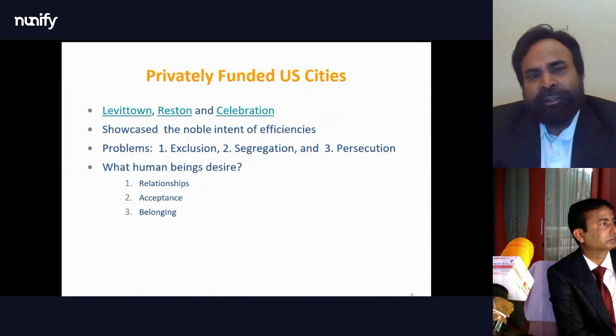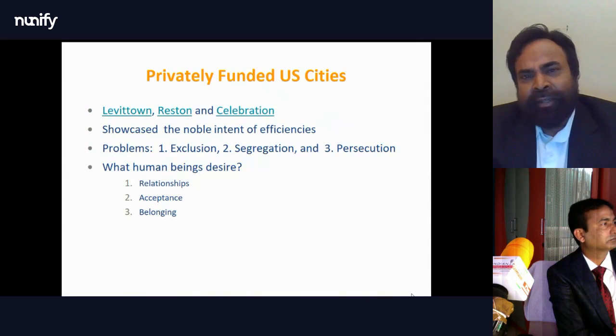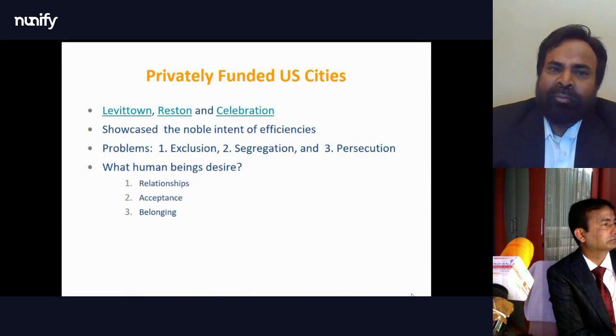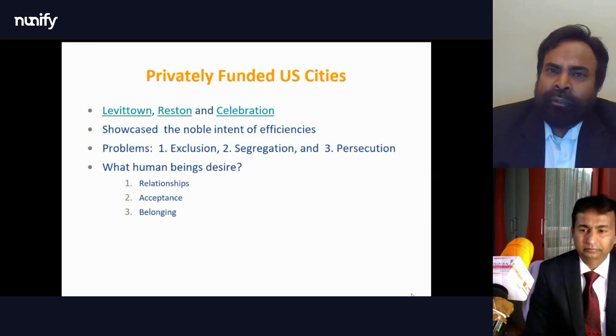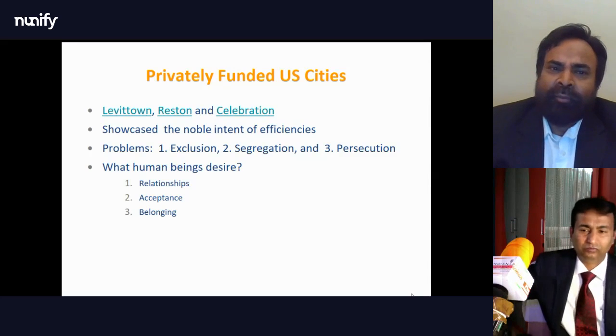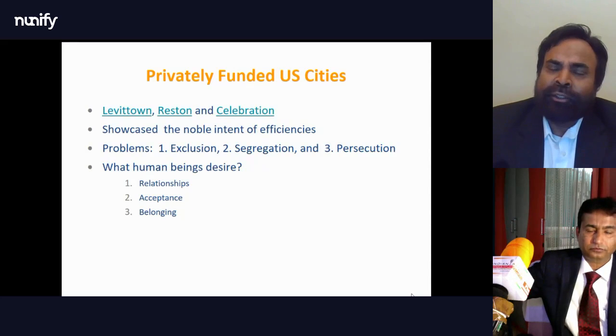And there are many other cities privately funded in the United States, and I mentioned a few of them on the slide here. But the problems are exclusion, segregation, and persecution. What do human beings really desire? What do they really desire? What they desire is relationships. They need acceptance, and they need belonging.